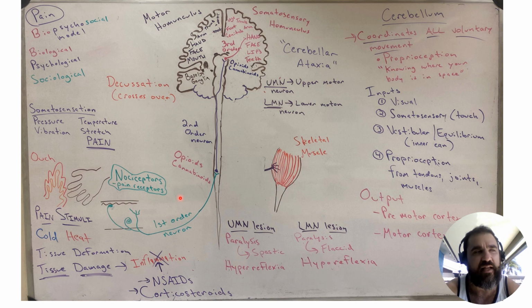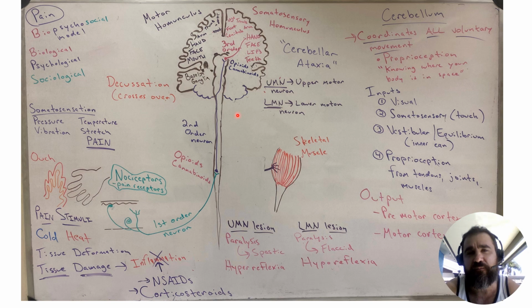When you give people NSAIDs for prolonged periods of time, it can actually slow bone healing. So inflammation is going to signal your body that something's wrong. Hey, bring in some white blood cells. Hey, clean all of this damaged tissue up and start stimulating growth factors for healing. So that's basically how pain works, and how you can block some of this pain.